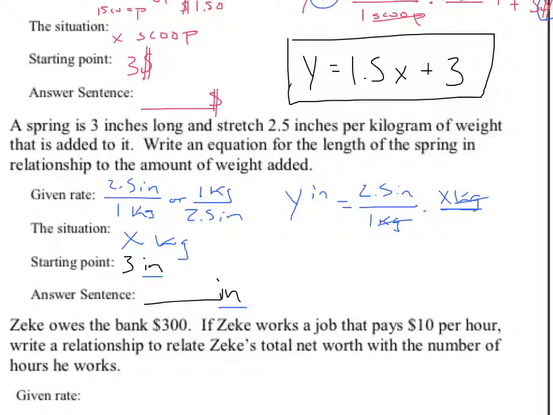We want to check our units at this point. So far it's inches and inches. So if I'm going to add a starting point, that starting point better be in inches. What did we say our starting point was? Inches. 3 inches. Inches equals inches plus inches. That makes sense. So when we write our equation, we have y is equal to 2.5 over 1 is just 2.5x plus 3.